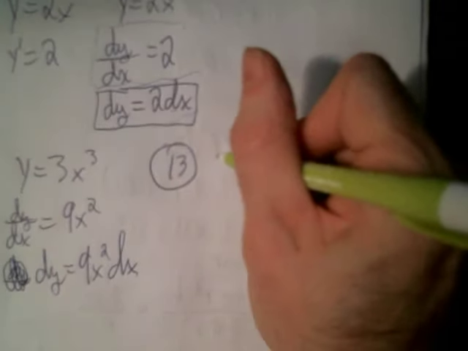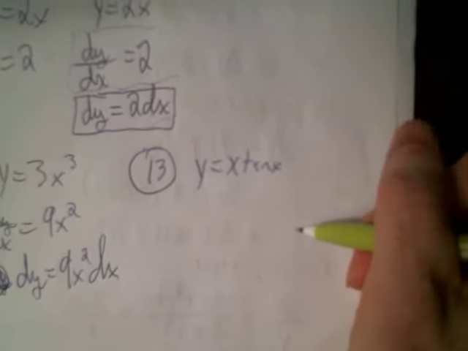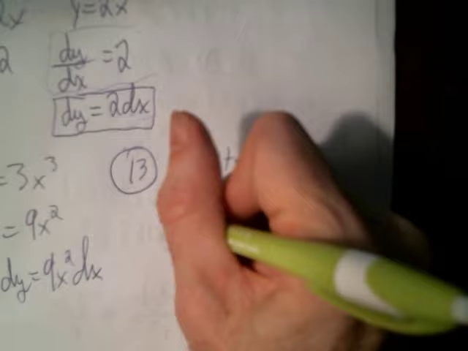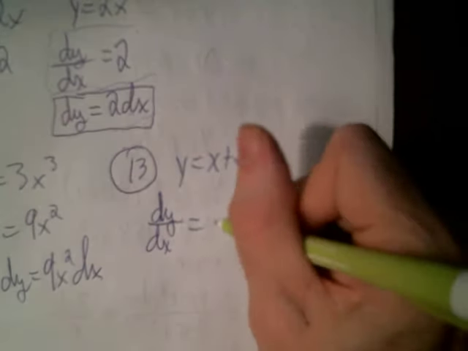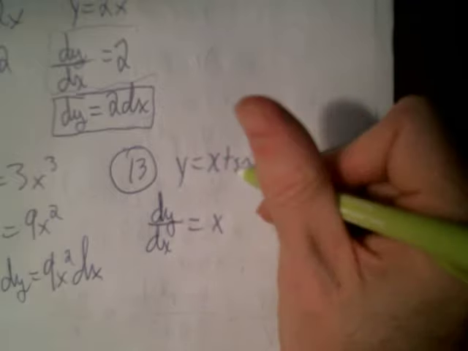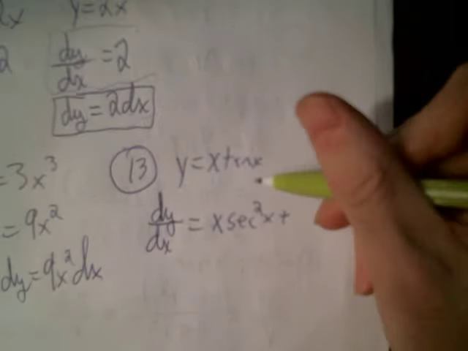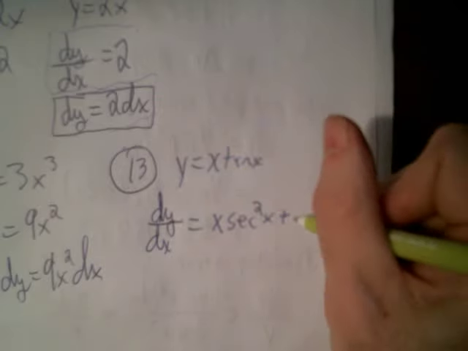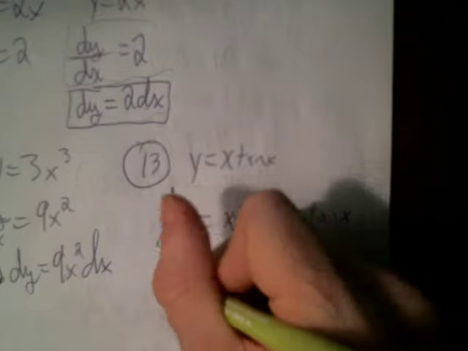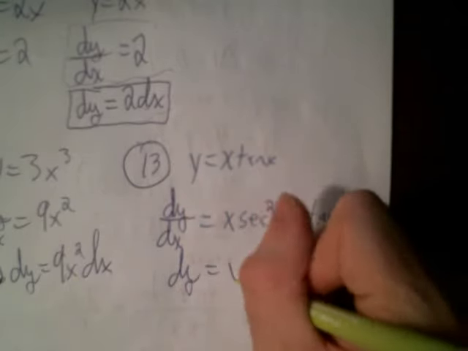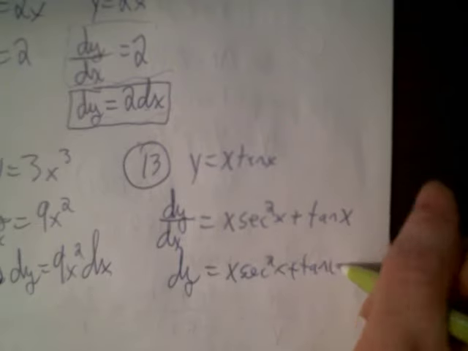For example, number 13, we have y is x tan x. I want the differential form. So dy over dx is just going to be, I'll leave x alone, the derivative of tan is secant squared, plus then the derivative of x is 1, leave tan x alone. And then just move the dx over to the other side. So dy is equal to x secant squared x plus tan x times dx.